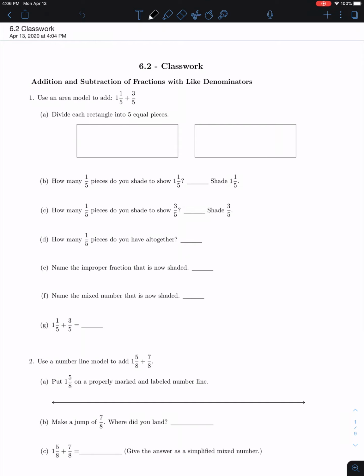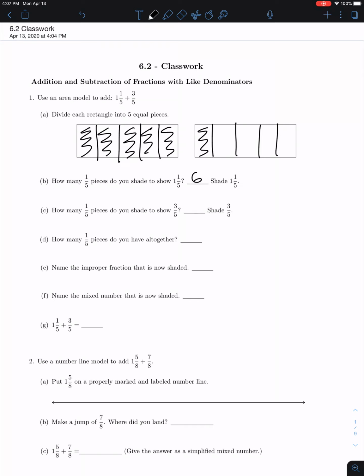The first thing we want to do is divide this up into even rectangles. That means I want 5 chunks, so I need 4 lines. 1, 2, 3, 4. To get 1 1/5, I'm going to shade one whole, so all 5 of these, and then one more of the other rectangle. How many pieces do you need to shade to show 1 1/5? In this case, 6.